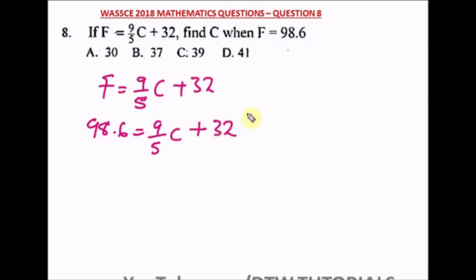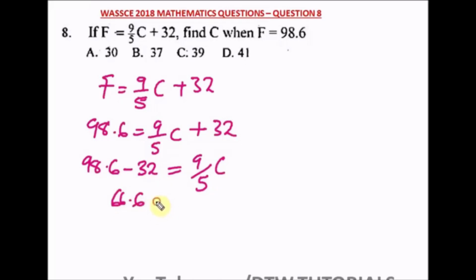32. So all we need to do is take 32 to this side. We have 98.6 minus, taking plus positive here to be a negative, minus 32 equal to 9 over 5 C. And 98.6 minus 32 is going to give us 66.6 when we punch it in our calculator, equal to 9 over 5 C.